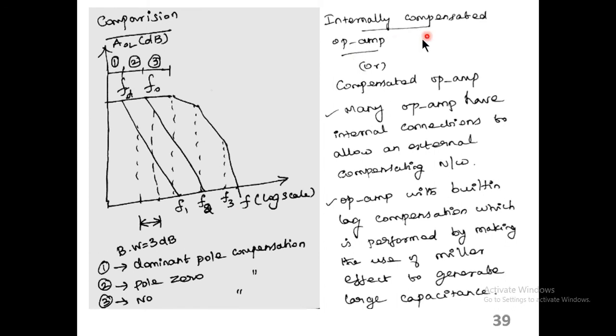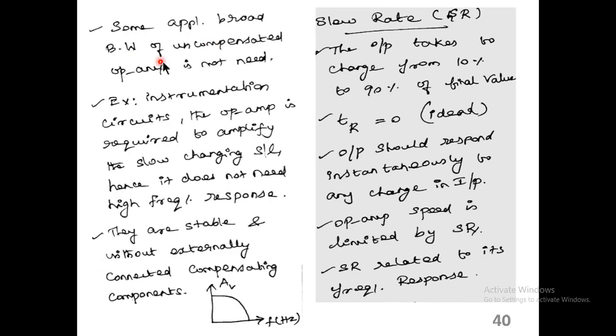Next one is the internally compensated op-amp. Many op-amps have internal connections to allow an external compensating network. Some op-amps have built-in lag compensation, which is performed by making use of the Miller effect to generate a large capacitance. In some applications, the broad bandwidth of an uncompensated op-amp is not needed, for example instrumentation circuits. The op-amp is required to amplify slow changing signals, hence it does not need high frequency response. They are stable without externally connected compensating components.